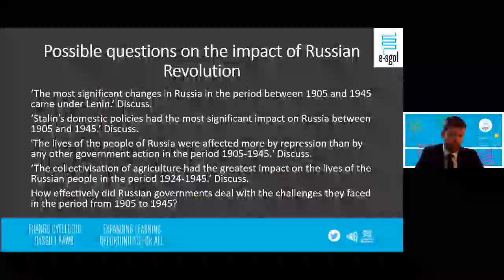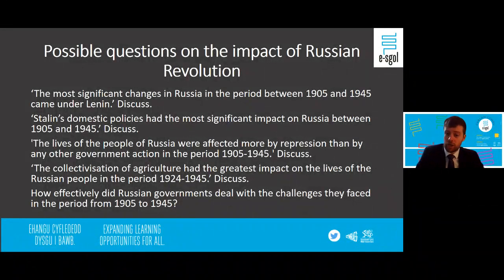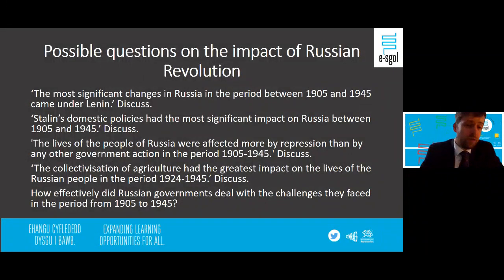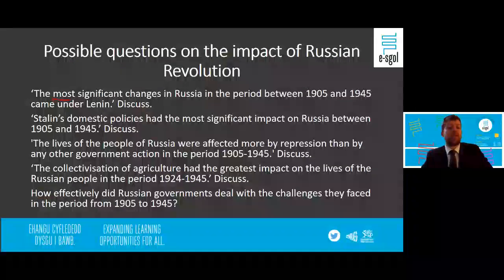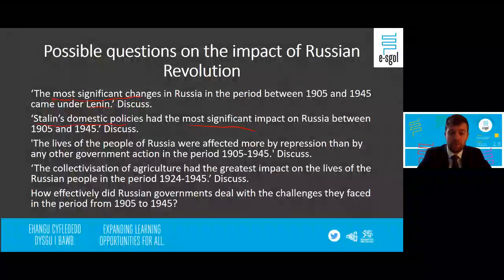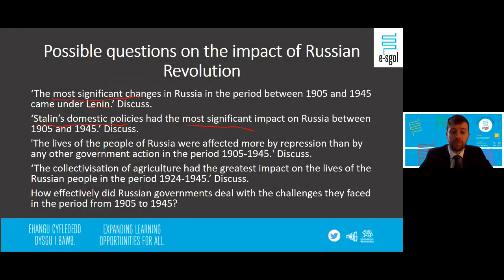So possible exam questions you could get for this would be things like: the most significant changes in Russia in the period between 1905 and 1945 came under Lenin. Stalin's domestic policies had the most significant impact on Russia between 1905 and 1945. So things you need to be looking at here are words like most, isn't it? Most significant changes. These are provoking that debate, aren't they? So it's undoubtable that there were significant changes under Lenin. It's undoubtable that there were significant impacts of Stalin's domestic policies. But were they more or less significant than other things?